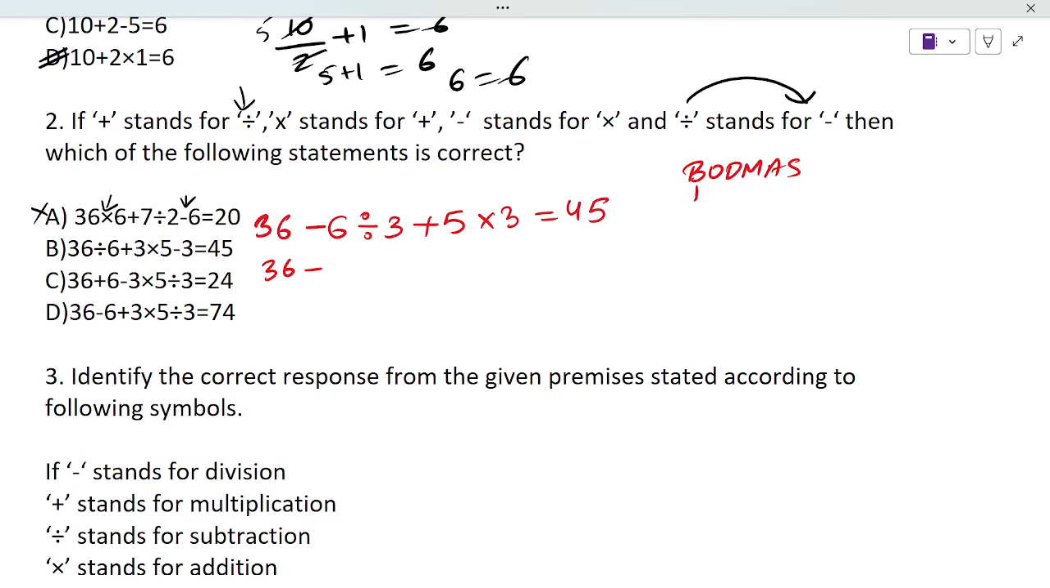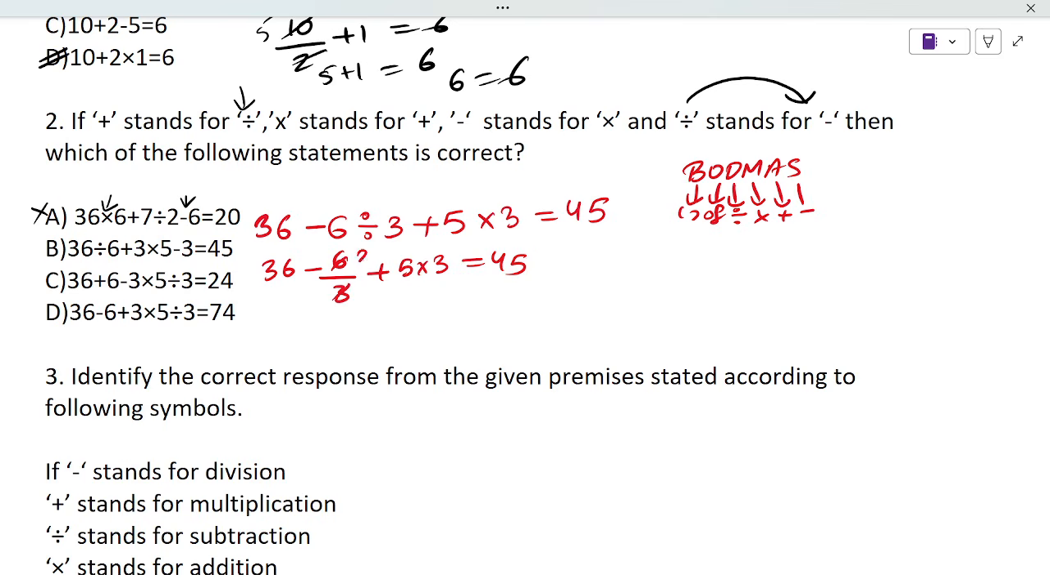Bracket first, then division, and then multiplication, then addition, then subtraction. So we need to take it serially from the left-hand side. If there is a bracket, then do it first. Division comes next. Yes, 6 divided by 3 plus 5 into 3 is equal to 45.